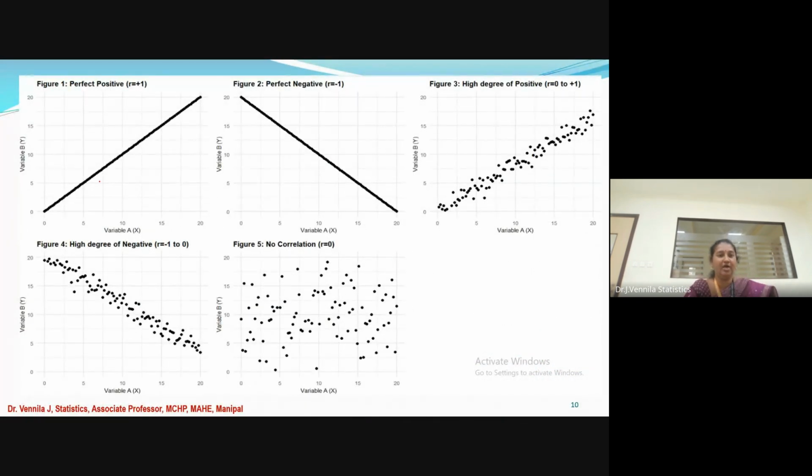So graphically, how can we identify this? When you are drawing the curve, with the x-axis and y-axis, if the line moves from downwards to upwards in a straight line, it is called a perfect positive correlation. Similarly, when the line moves from upwards to downwards with a linear function, it is called a perfect negative correlation, that is r is equal to minus 1.